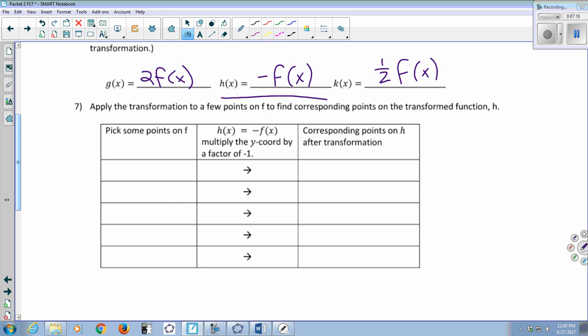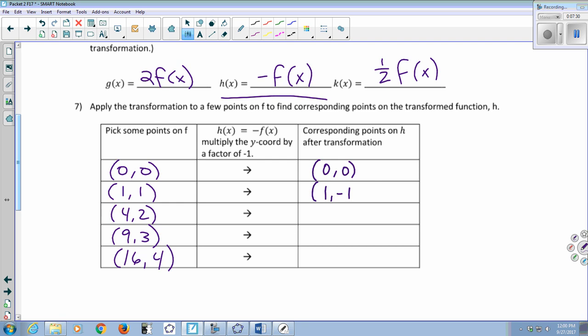So some points on f. F was the square root of x, so I've got (0, 0), (1, 1), (4, 2), (9, 3), (16, 4). I'm going to take the opposite of all my y coordinates. You can get them by multiplying by -1. So I have (0, 0), (1, -1), (4, -2), (9, -3), and (16, -4).